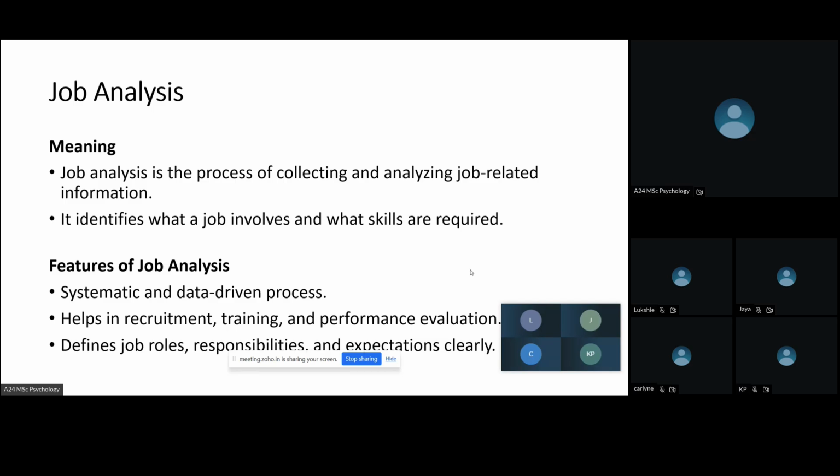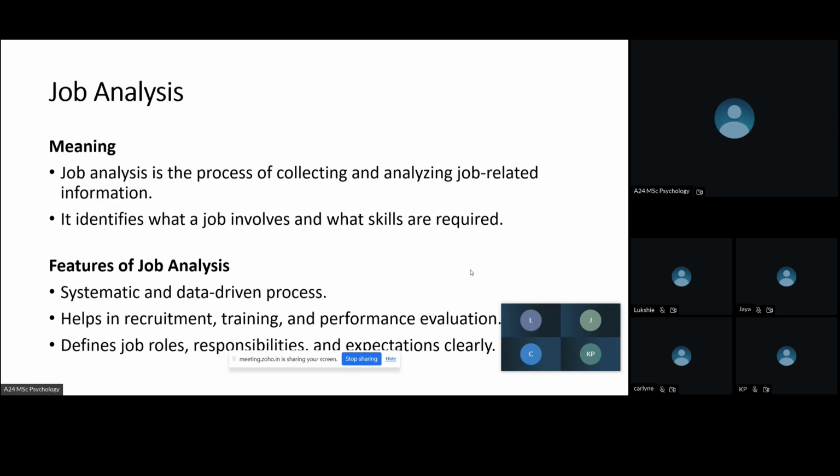and what kind of skills they need to be successful in this job, and what else is required for the employee, any kind of requirements they need to have for this job. All kind of information we have to analyze and collect. That is the meaning of job analysis. And it identifies what a job involves and what skills are required.